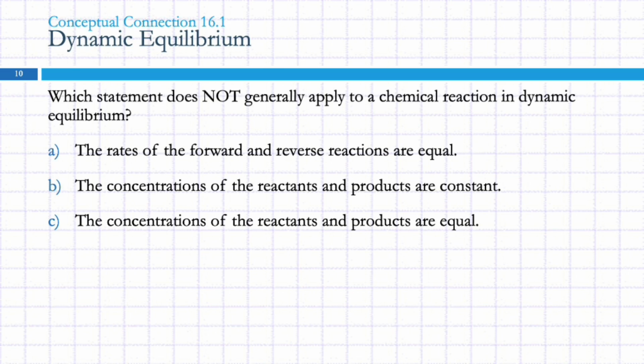Okay, which statement does not generally apply to a chemical reaction in dynamic equilibrium? The rates of the forward and reverse reactions are equal. Is that true? Yeah, that's the definition of dynamic equilibrium. The rates of the forward and reverse reactions are equal. The concentrations of the reactants and products are constant. Yeah. The concentrations of the reactants and products are equal. No, they're not. So that's the one that does not generally apply.